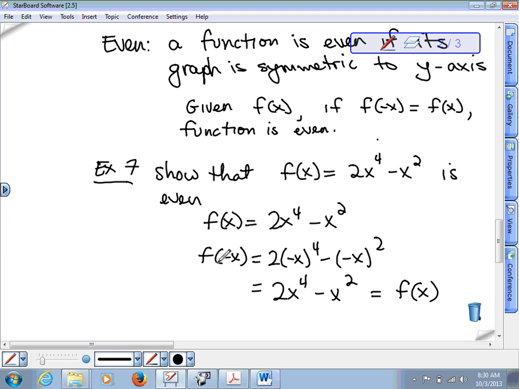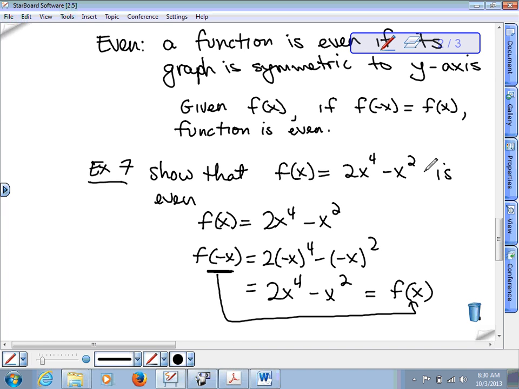So look where we've come. We started with f of negative x right here. But what do we end up with? What is f of negative x equal to? Wasn't it equal to the original function? What does that prove? It proves that this is an even function. And if we were to graph this, because it is an even function, what would the graph look like? Symmetric to the y-axis. Okay?